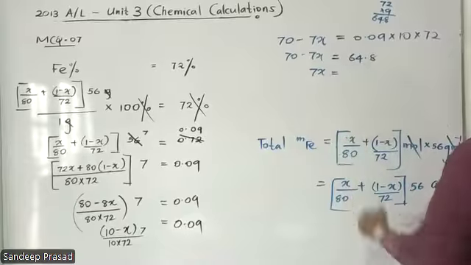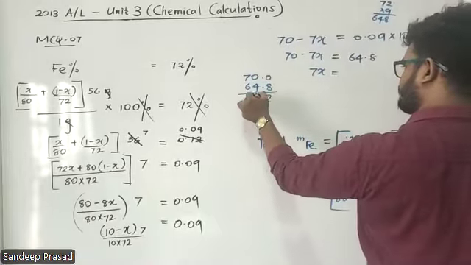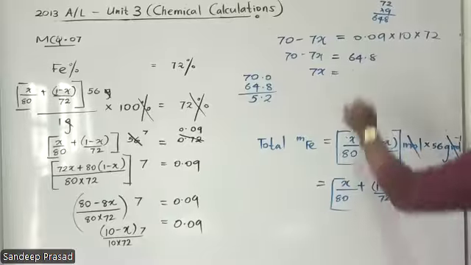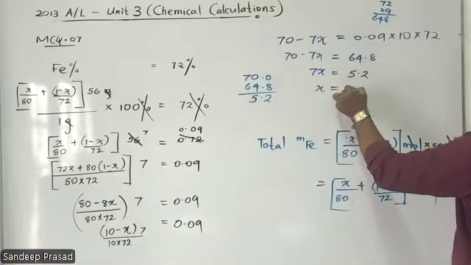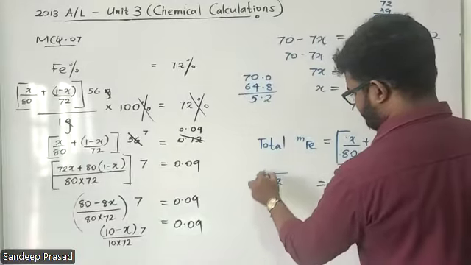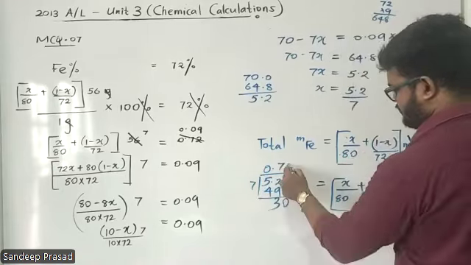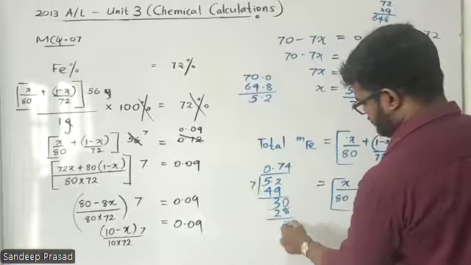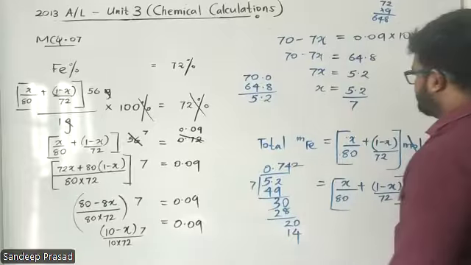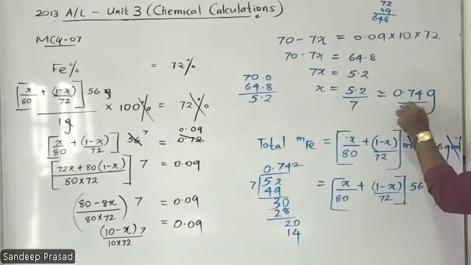Therefore, 7x equal to 70 minus 64.8. 5.2. Then x equal 5.2 divided by 7. What is the answer? 5.2 divided by 7. 30, 20. Right? So approximately 0.74 grams. Do we have that kind of an answer?